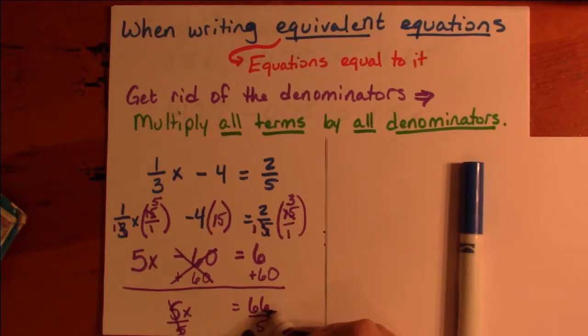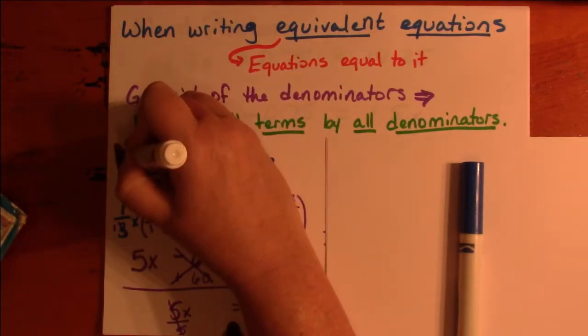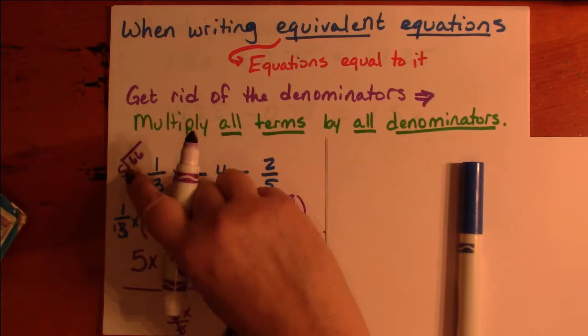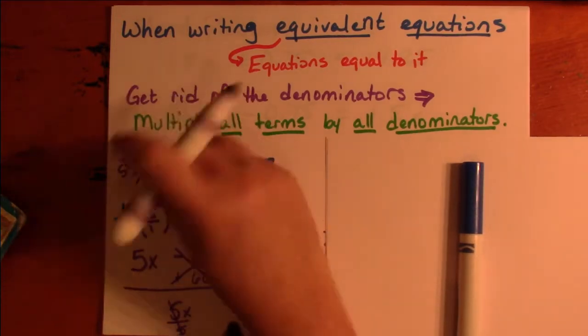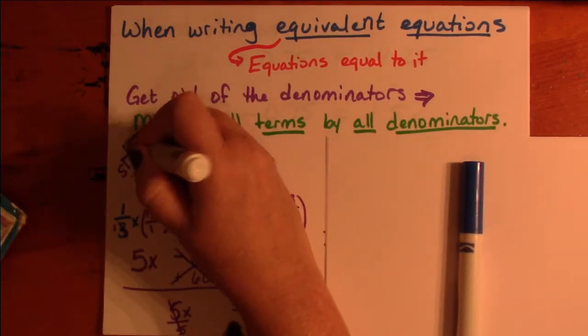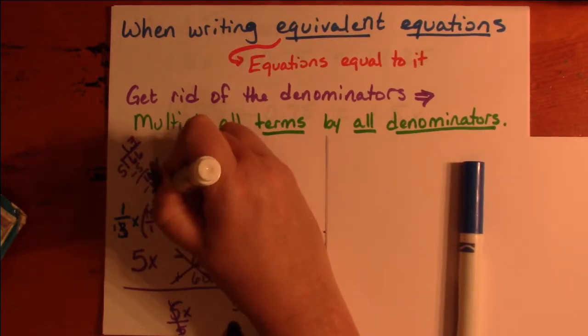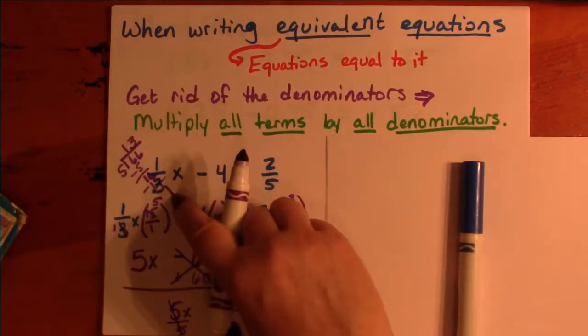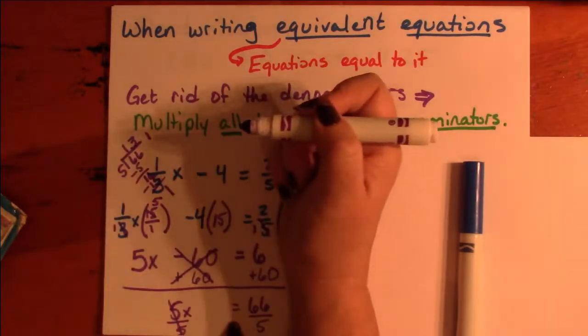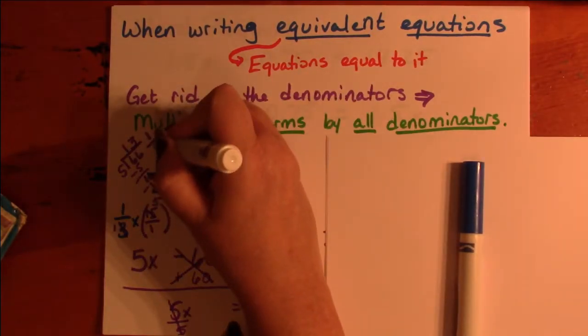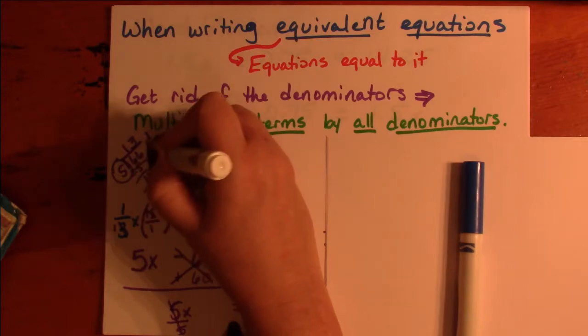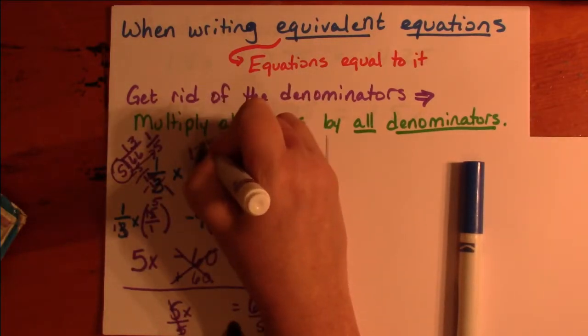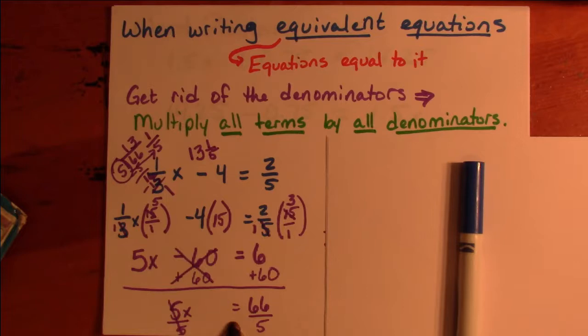Now, 5 doesn't go into 66 equally. But I can do a quick long division problem. 5 goes into 6 once, and 5 goes into 16 3 times, 15 with 1 left over, and I'm going to take that 1 and put it on top, and I'm going to take that 5 and put it on the bottom, and now I have 13 and 1/5. I need these answers in fractions, not the decimals you get in your calculator.